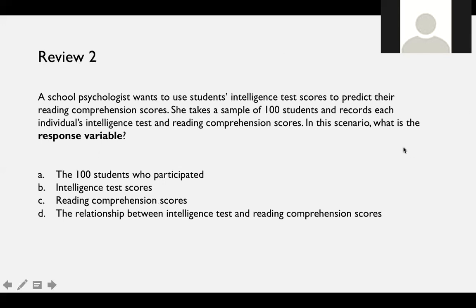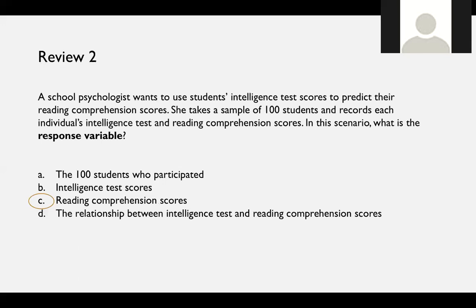Okay, so it looks like most people have their answers in. The answer here is C, reading comprehension scores. The sentence you want to focus on in this paragraph is the first one. They want to use students' intelligence test scores to predict the reading comprehension scores. Predict is really the key word you want to look for here.